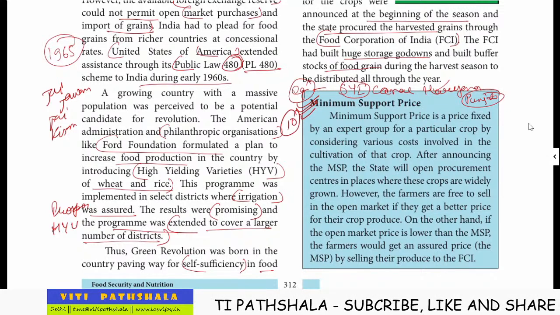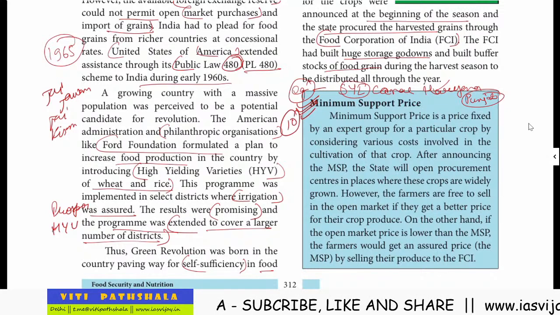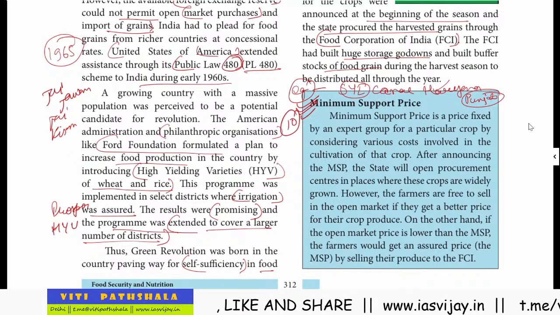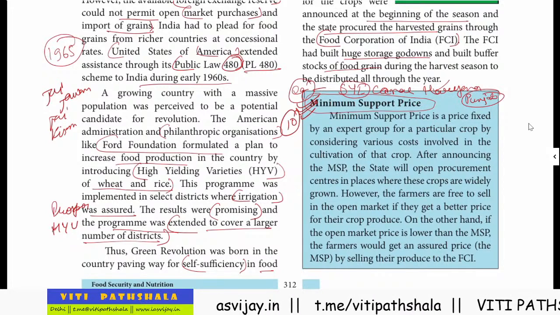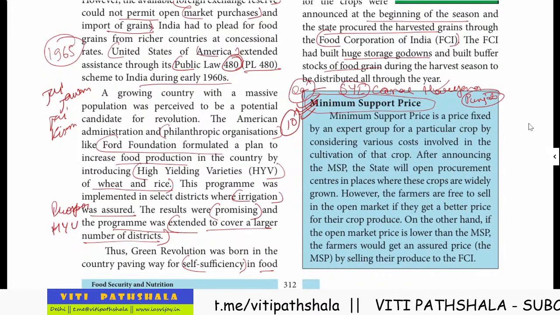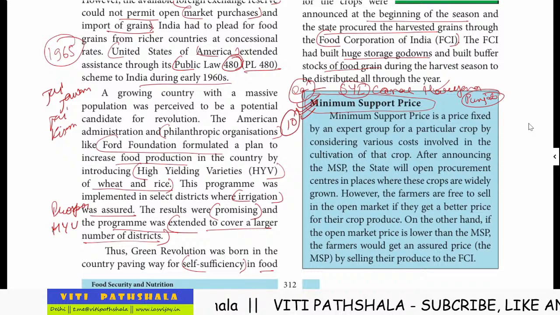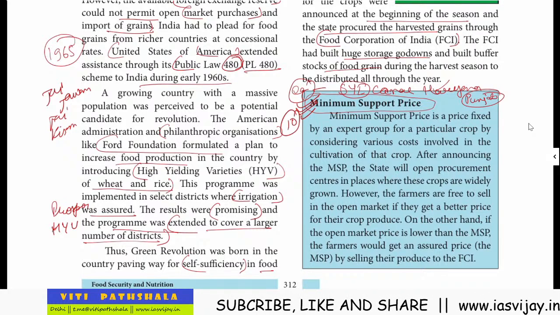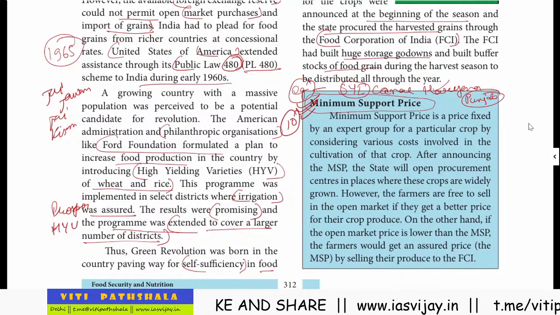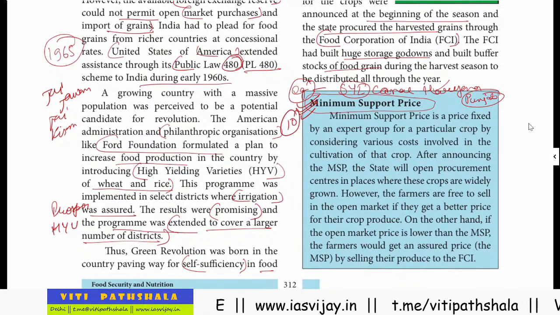Now the minimum support price is a fixed price, and remember, who decides the MSP? Can you tell me who decides the MSP? Do tell me in the comment section. And I will give you a hint: cabinet committee, and you have to tell me which cabinet committee decides the MSP.